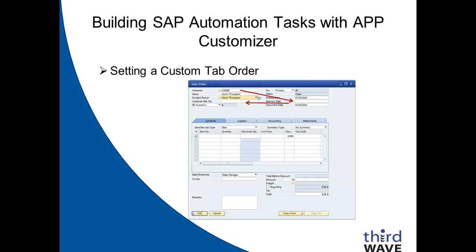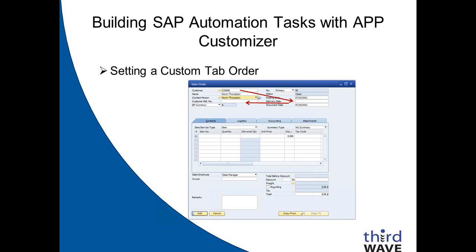The first thing is it's a very basic level, but it's useful. APP Customizer lets you define a custom tab order to match the order in which your company enters data. So if in your organization, when the sales order is entered, the person doing the order entry enters the customer code, and then they enter the delivery date, and then they enter the PO number or the customer reference number, and they don't really look at the contact person data or the posting date, which is already filled in. APP gives you the ability to, when they hit the tab key, define where the tab is going to go to, where the next field focus is going to go to.